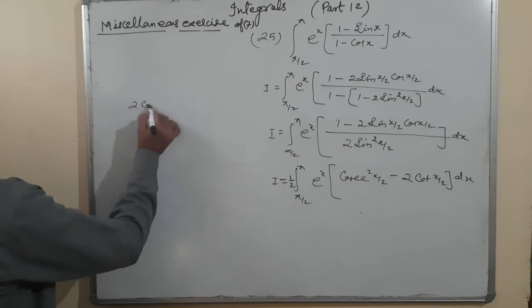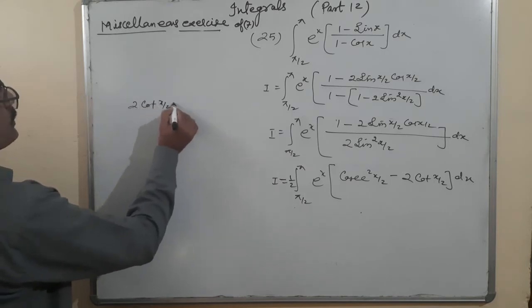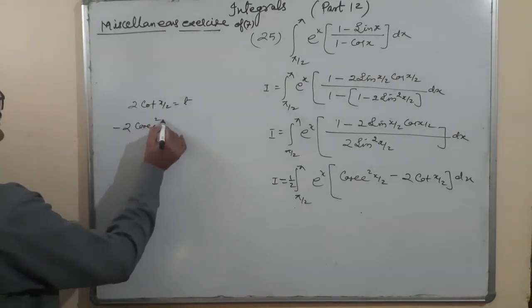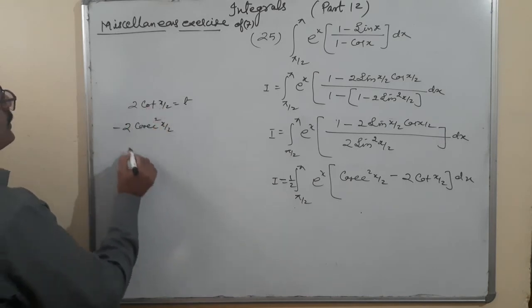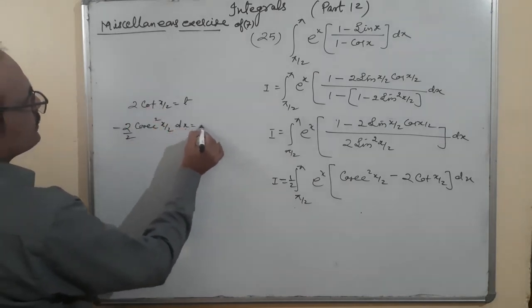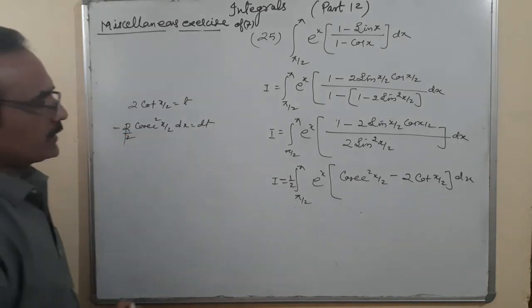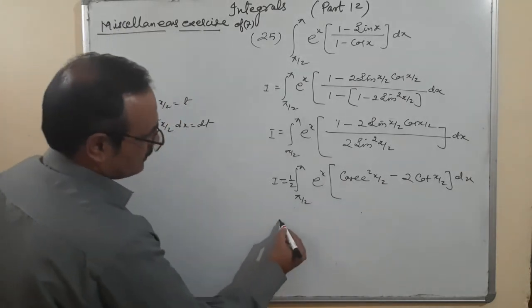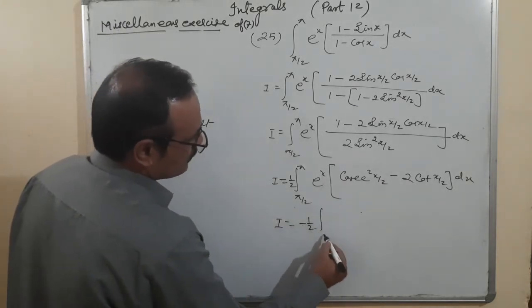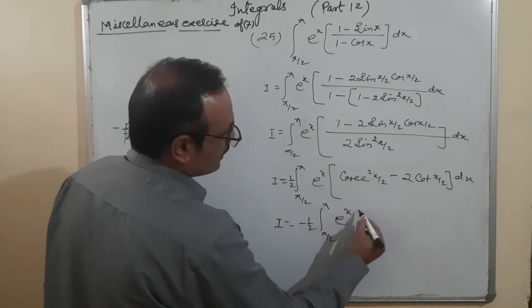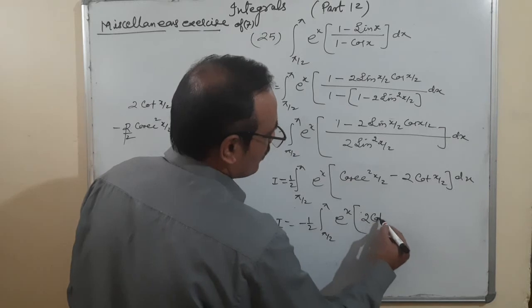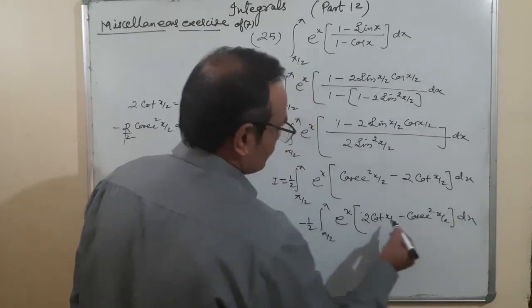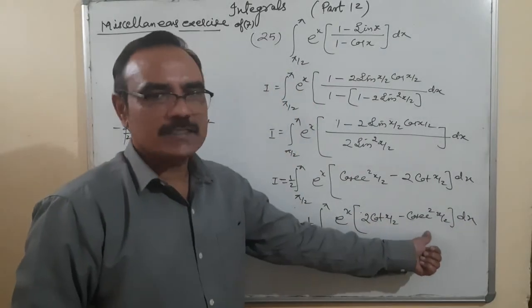2 cot x by 2 is equal to t. What is the differentiation of it? 2 into minus cosec square x by 2, and x by 2 means 1 by 2 dx, is equal to dt. 2 cancel, minus cosec square x by 2. Okay, so I'll take minus sign common. I is equal to minus 1 by 2, integral from pi by 2 to pi, e to the power x, 2 cot x by 2 minus cosec square x by 2 dx. Because 2 cot x, its differentiation is that one.